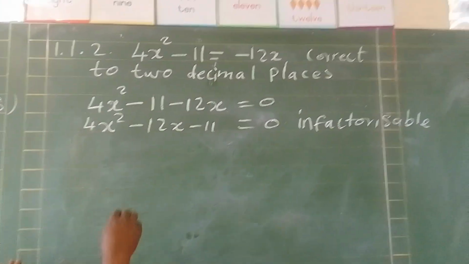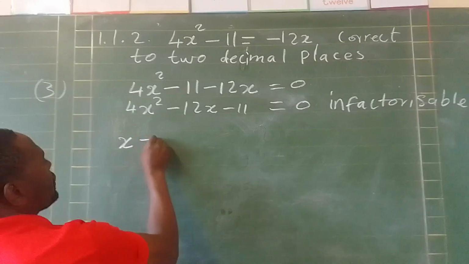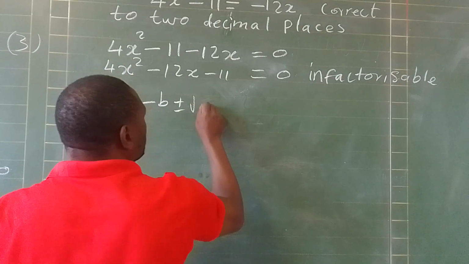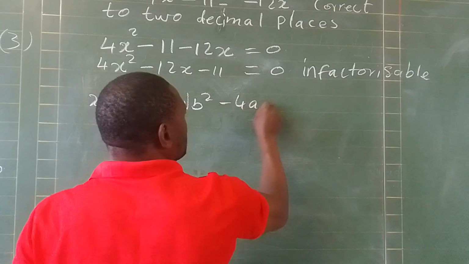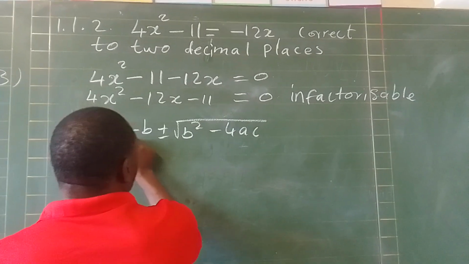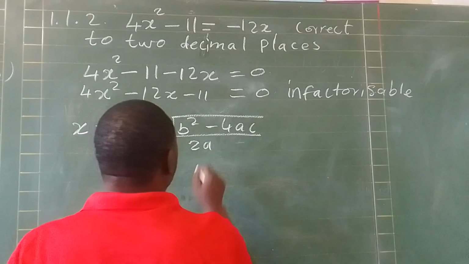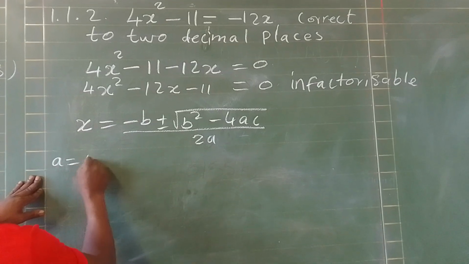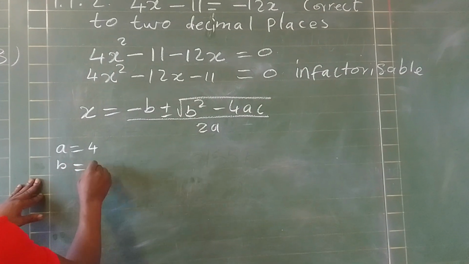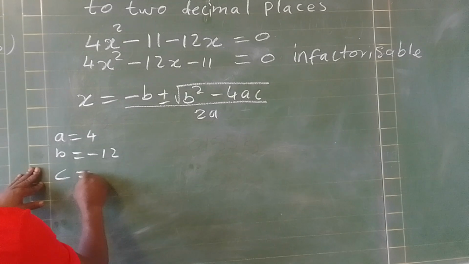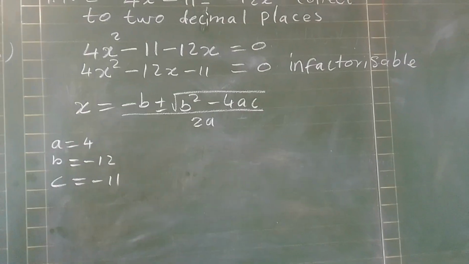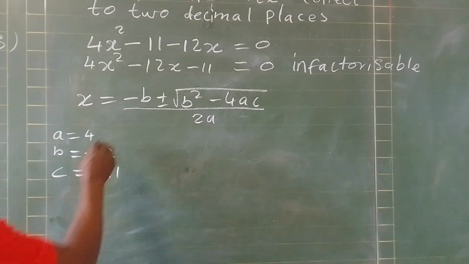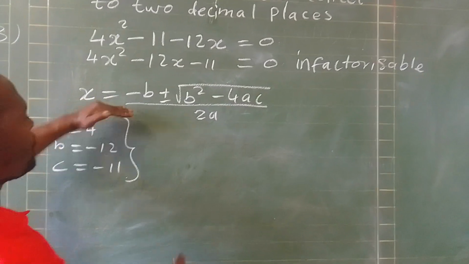So you go straight to the quadratic formula, which says x equals minus b plus or minus the square root of b squared minus 4ac, all over 2a. For those who don't understand, our a is equal to 4, our b is minus 12, our c is minus 11. We are not going to go all the way to solve it. Let me leave it for you to solve using this formula.